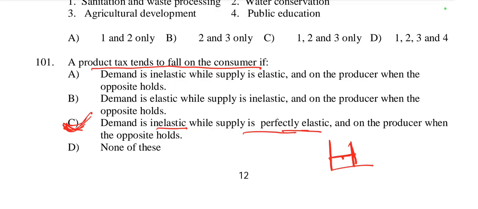So when demand is inelastic, the total burden comes to the consumer, because the consumer cannot shift from the particular fixed amount, like in necessary goods or in medicines we cannot shift. When price rises we cannot decrease the demand. So here demand is perfectly inelastic. When demand is perfectly inelastic, the total burden of tax comes under the consumer. So here right option is option number C.